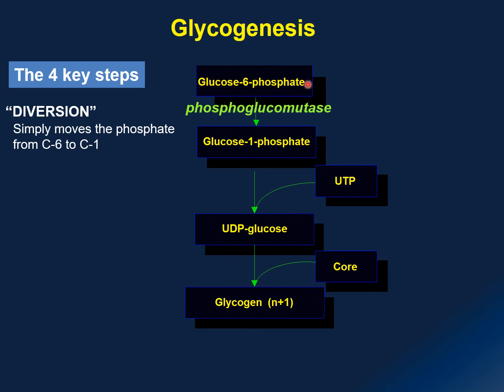And this is achieved by moving the phosphate group from carbon number 6 to carbon number 1 by the enzyme phosphoglucomutase. And for the first step, there is no energy required. And the next thing to do is to release this phosphate group to produce UDP glucose. But to do this, we're going to need an energized molecule, which is UTP, or uridine triphosphate.